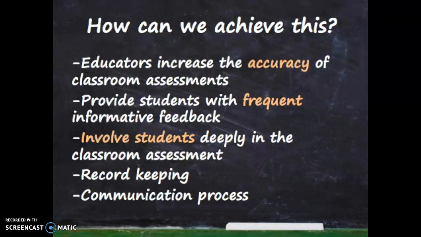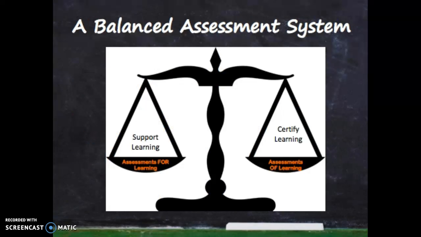So how can we improve student learning? Educators will increase the accuracy of classroom assessments, provide students with frequent informative feedback, involve students deeply in the classroom assessment, keep accurate records, and communicate often. In the classroom, we need to have a balanced assessment system. Assessments for learning ask us to determine how we can use the assessment process and results to keep students learning more. This is supportive for learning. Assessments of learning measure how much the students have learned at a particular point in time. This certifies and ensures that students have learned. There needs to be a balance of assessment to guide students to reach their maximum potential.